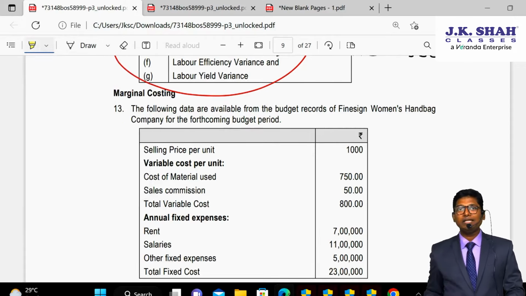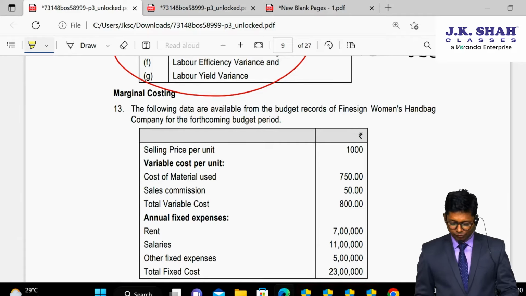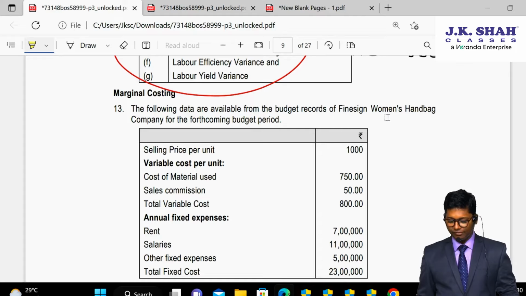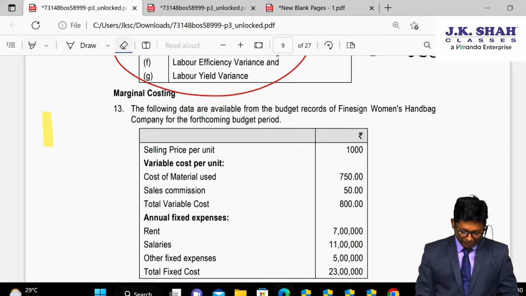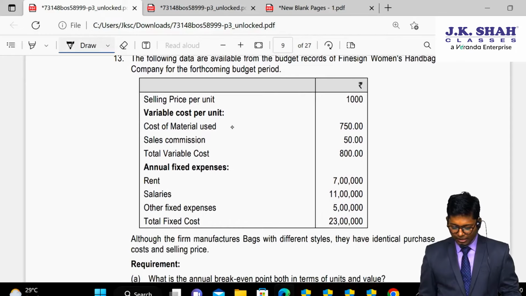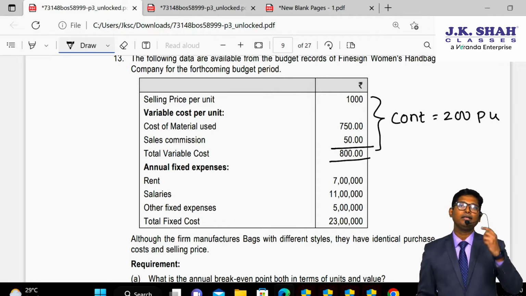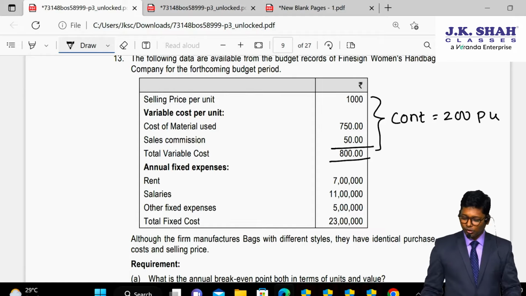The question covered in RTP is also a very easy question. The following data are available from the budget records of Fine Sign Women's Handbag Company for a forthcoming budget period. They have given us selling price per unit followed by variable cost. In variable cost, cost of material, salesman commission and total variable cost are given. Total variable cost per unit is 800. When you calculate, the contribution is 200 rupees per unit. Sales minus variable cost gives you contribution.